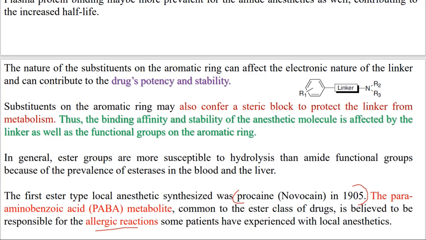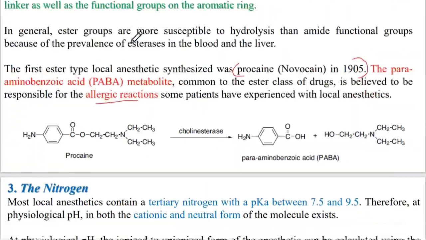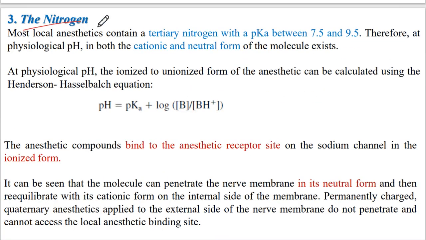Then we have the last one, that is the amino or the nitrogen or the amine ring. अब जैसे कि मैंने बोला था कि ये जो लोकल एनेस्थेटिक्स होते हैं, इनमें अमाइन रिंग का ये टर्शरी नाइट्रोजन होते हैं मेजरली, और उनका pKa होता है between 7.5 to 9.5, और इसलिए ये फिजियोलॉजिकल pH पे बहुत ज़्यादा कैटायनिक और न्यूट्रल फॉर्म में मॉलिक्यूल दिखता है. ठीक है, पहला पॉइंट कि ये लोकल एनेस्थेटिक टर्शरी नाइट्रोजन कंटेन करते हैं जिसका pKa 7.5 से 9.5 है, और ये फिजियोलॉजिकल pH पे कैटायनिक और न्यूट्रल फॉर्म में मॉलिक्यूल एग्जिस्ट करता है.